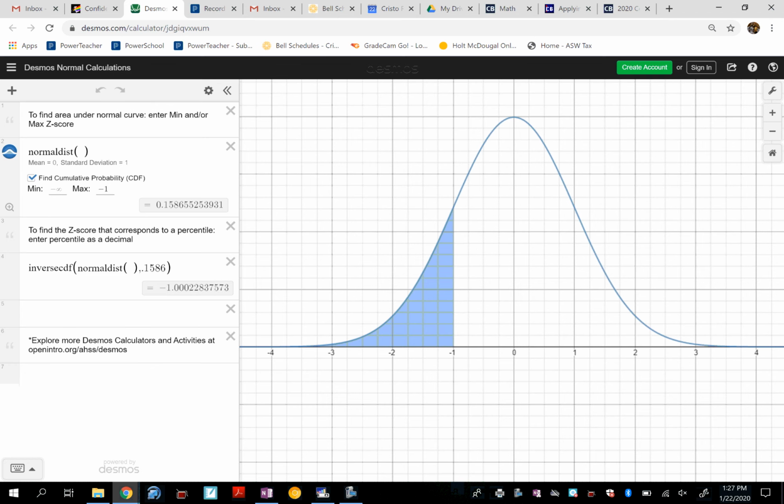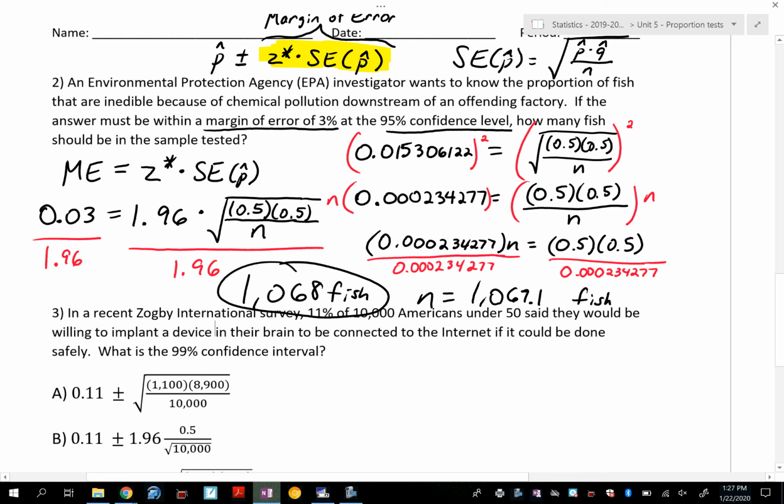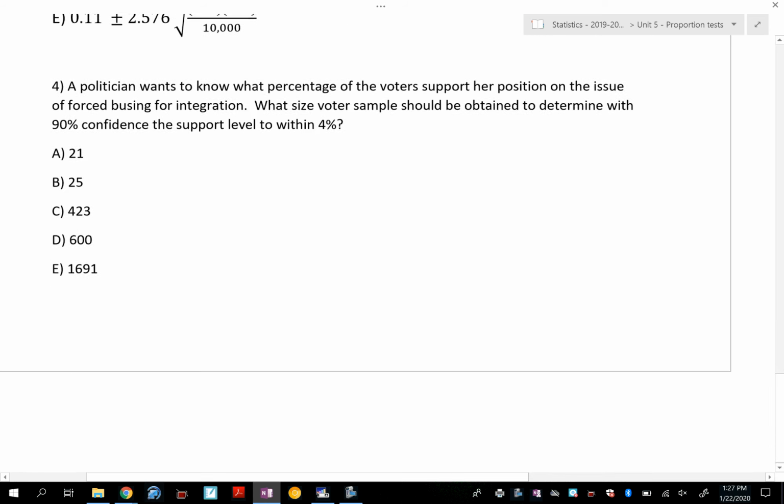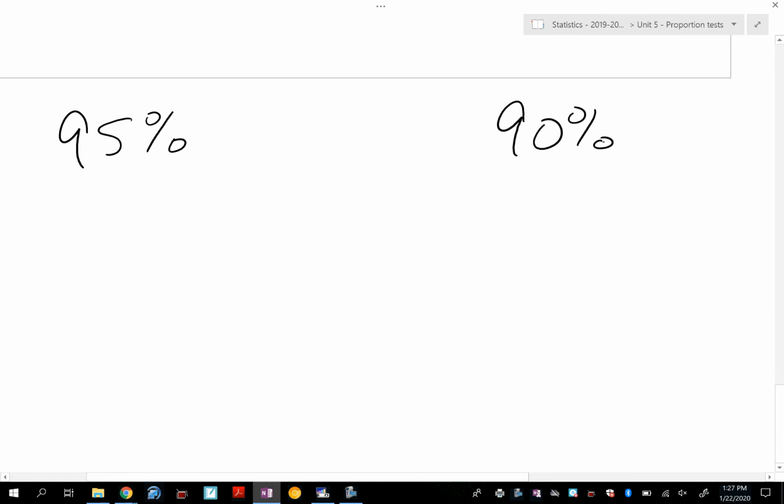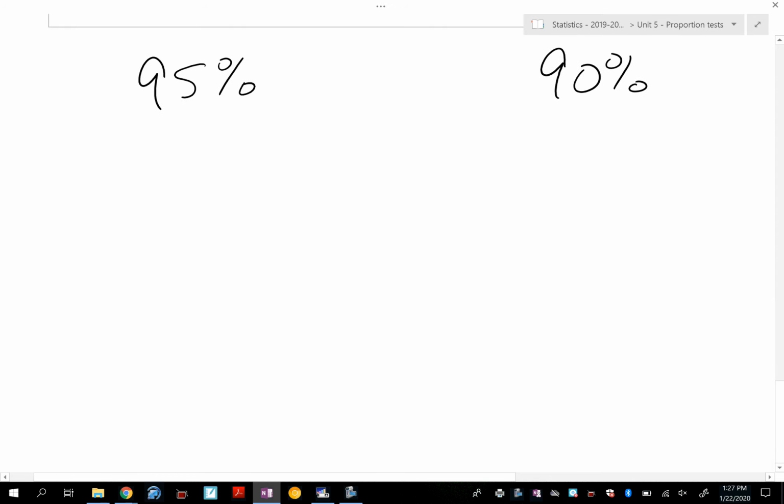1.96 for 95% and 1.645 for 90%. Very good. So let me just use this blank page here. So 95% and 90%. We good, guys? If you want to find a place to write this down, you can. Otherwise, just watch. Because we're using the normal model to approximate all of this stuff we're doing, right?